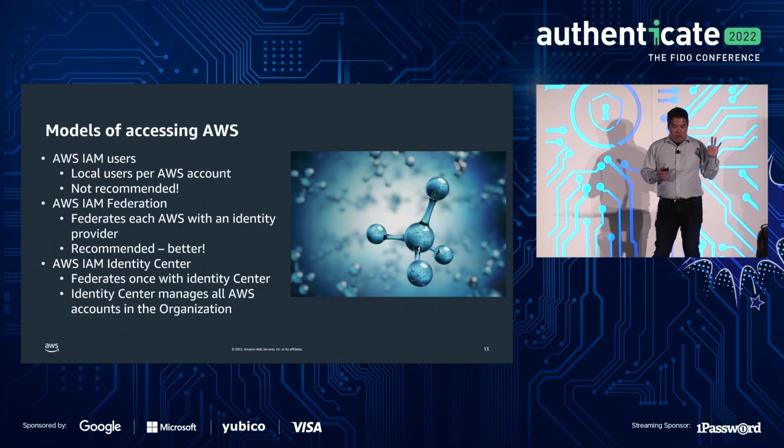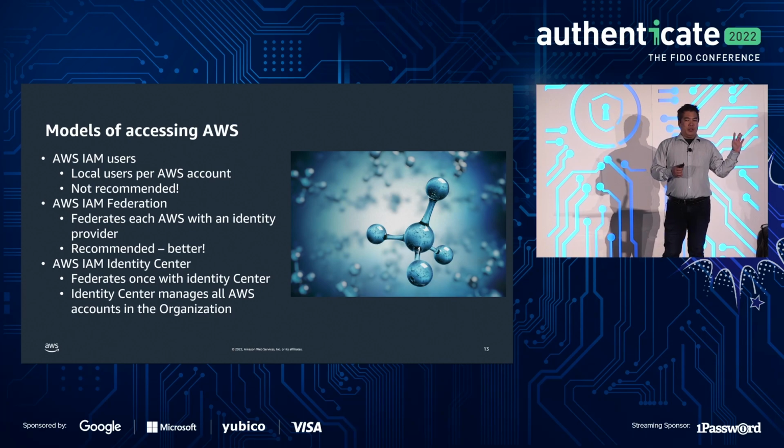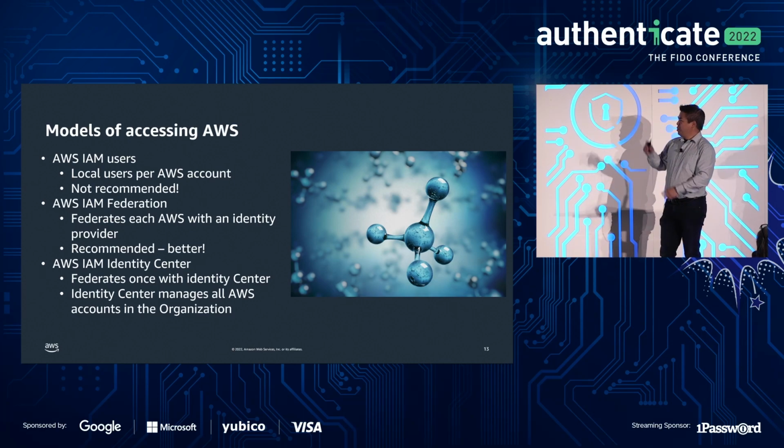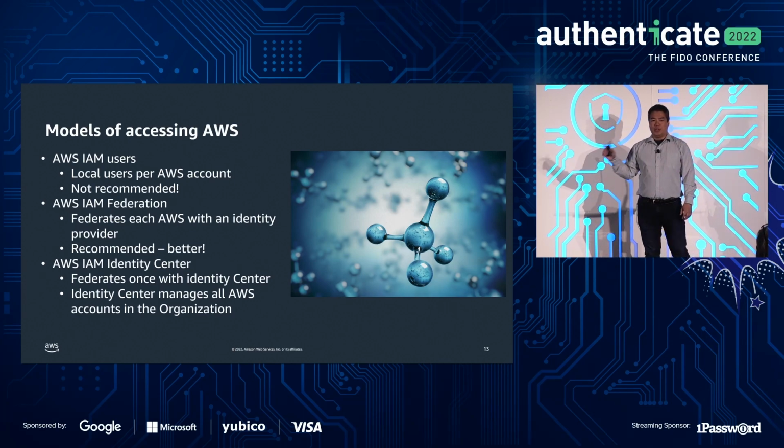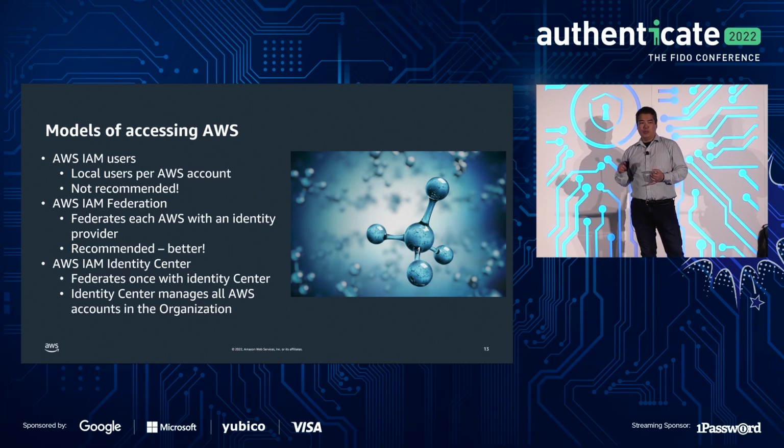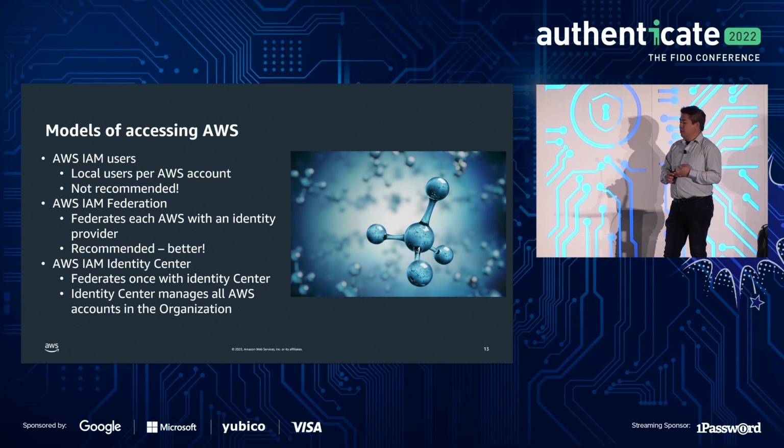There are 3 models for accessing AWS. IAM Users. We're going to go through this whole list. IAM Users is a local user per AWS account. Think of it as like a local user for a Windows machine, a local user for a Linux machine. This is a local user for an AWS account.